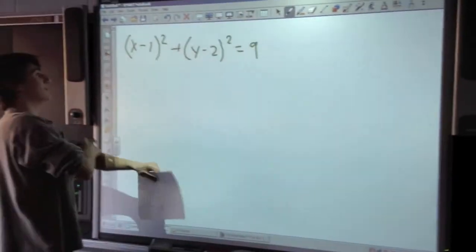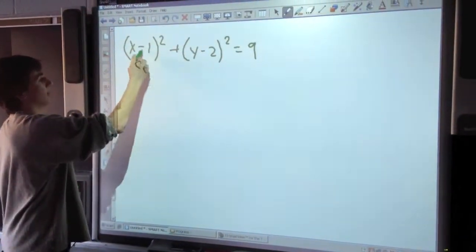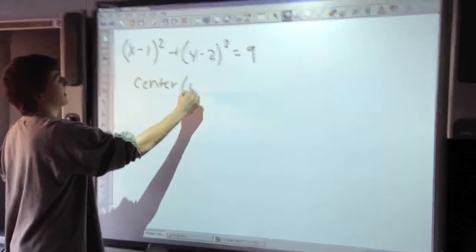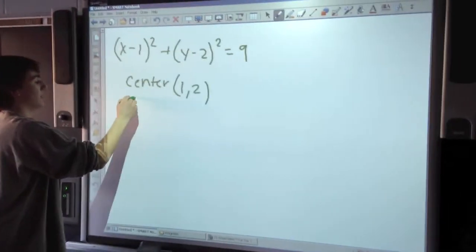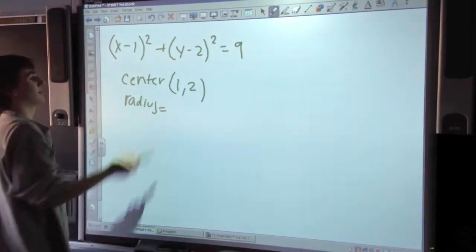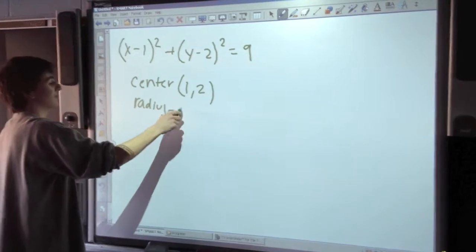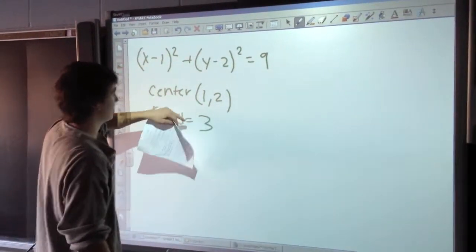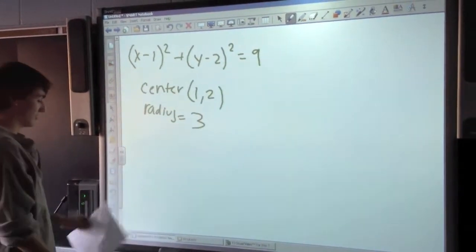So your center was your h and your k. So if you know your center, it's the opposite sign. So the center is 1 and 2, because it's the opposite of what these two are. And then your radius was r squared, which is 9, because when you square 3, it's 9. So your radius is 3. So that's what you get out of these two by using your standard equation.